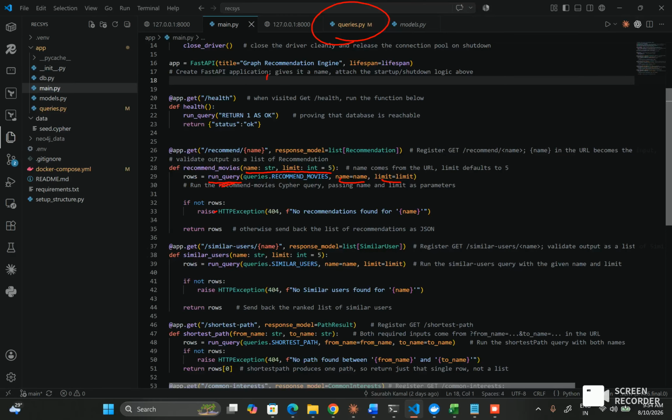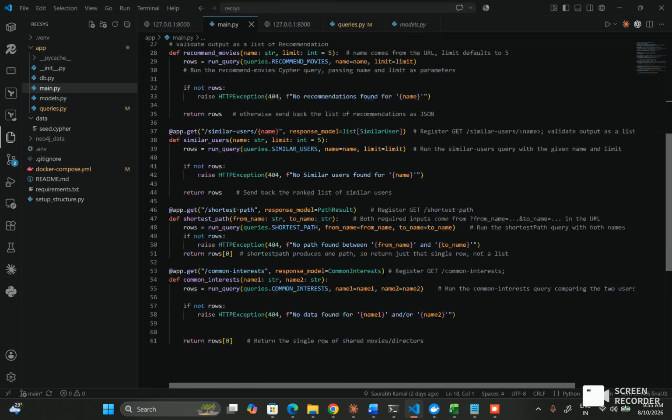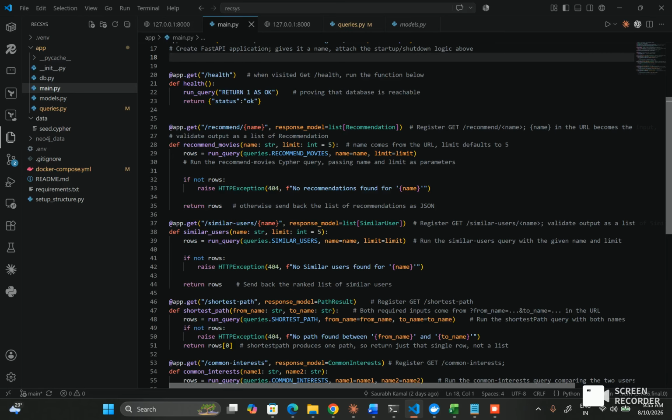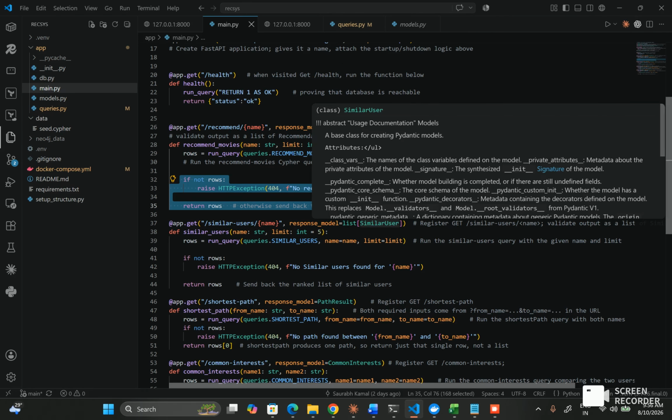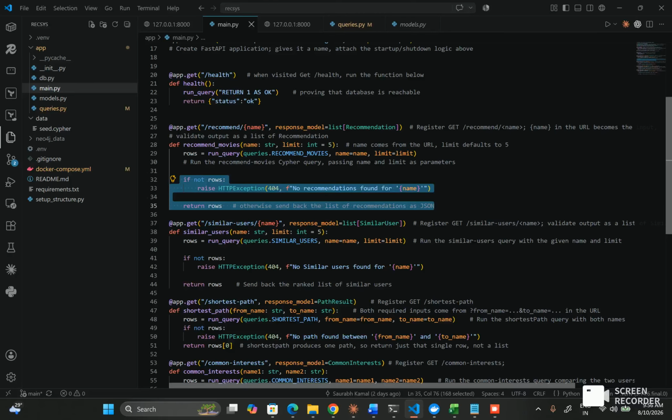And the last few lines handle both the outcomes. If nothing came back, we send back a proper not found error instead of pretending it actually worked. Otherwise, we just return the results and FastAPI automatically turns them into JSON on its own. Understandable? Makes it clear?